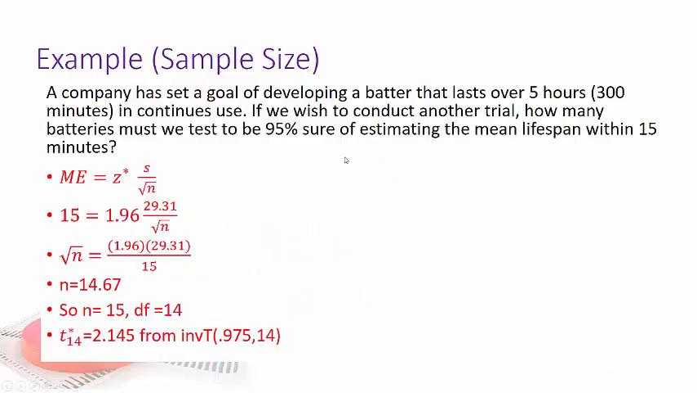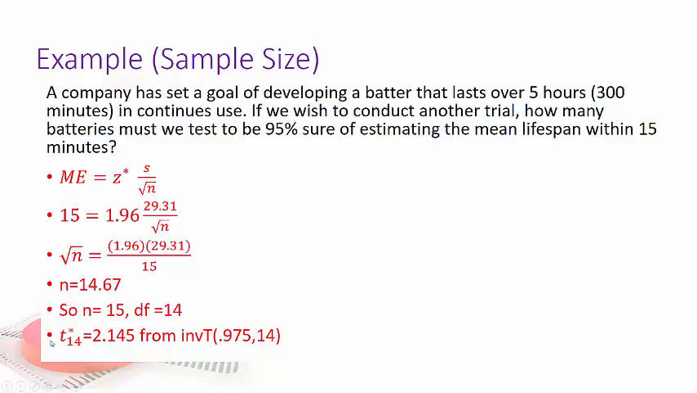A company has set a goal of developing a battery that lasts over 300 minutes, so over 5 hours. So we want to do another trial, and we want to be 95% sure of estimating the mean lifespan within 15 minutes. So basically, here's our normal formula. I put 1.96 for the 95% confidence interval, and we solve for n, and we got 14.67, so we round up to 15, and our degrees of freedom are 14. We get a t-value of 2.145, and I calculated it using this command. Remember, inverse t and inverse norm are always to the left, so basically I took half of 5% and added it to the 95%.